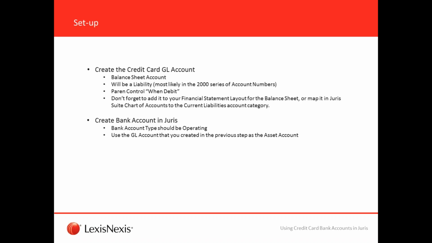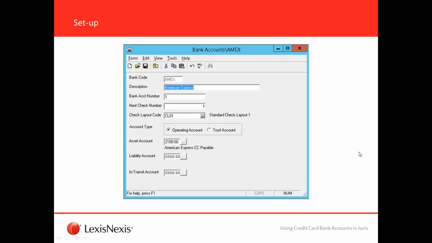And then the second step is to create the bank account in Juris. It's going to be an operating type account, and you're going to use the GL account number that you created just in this previous step when you set it up. So here's what the bank account setup would look like in Juris. You probably have seen this before. In this example, I set up a bank as an American Express credit card, but it could vary for your firm, and you could have more than one possibly as well.